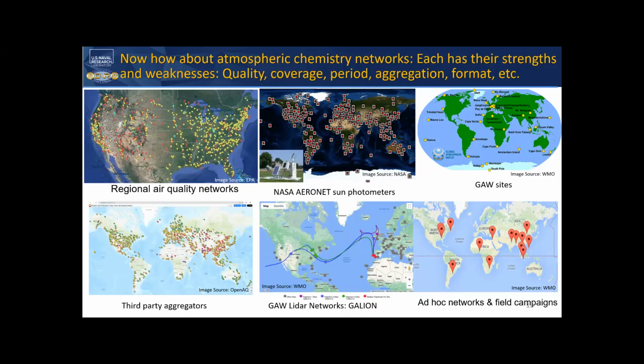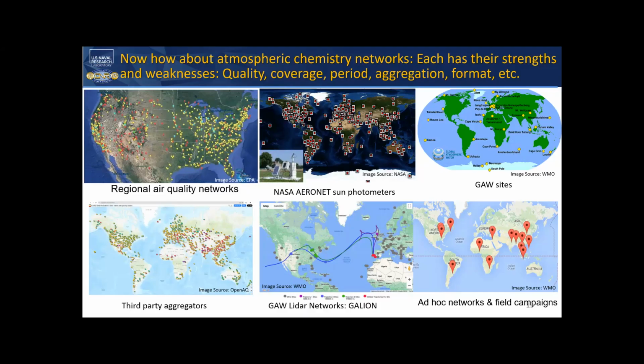Global Atmospheric Watch, this is run by the GMAO, and basically these are people who develop their own field sites and participate in it. Lots of third-party aggregators now, like people will go in and say, okay, I'm going to take air quality data from India and combine it with the EPA and combine it with China, and they publish their data. A good example of that is OpenAQ.